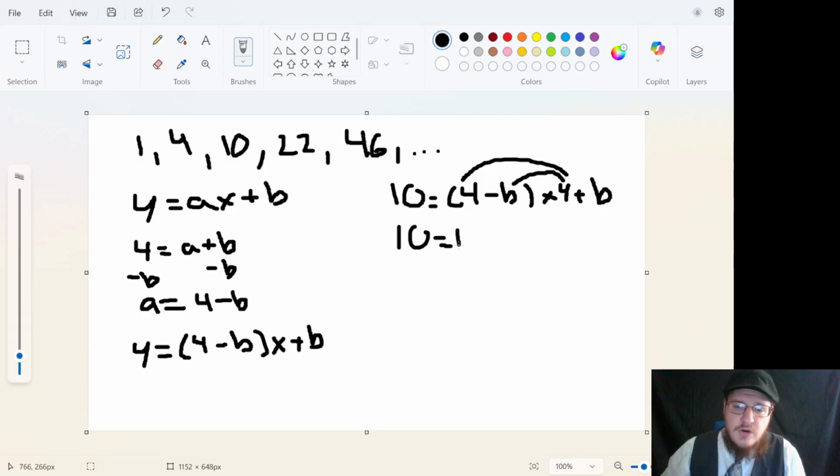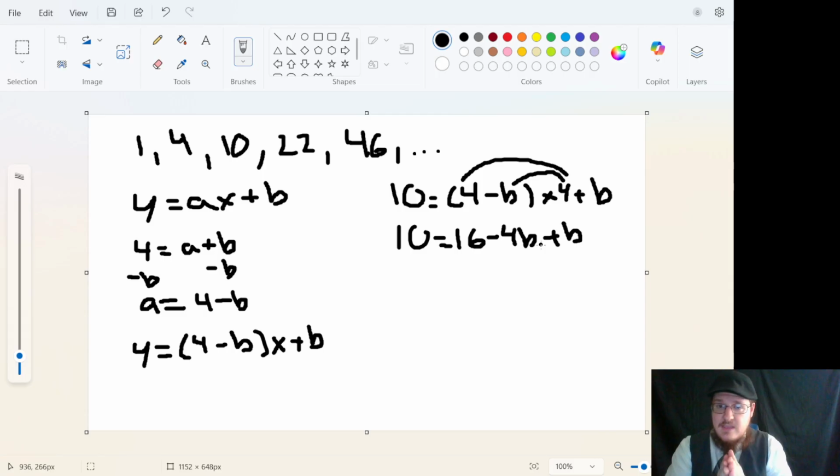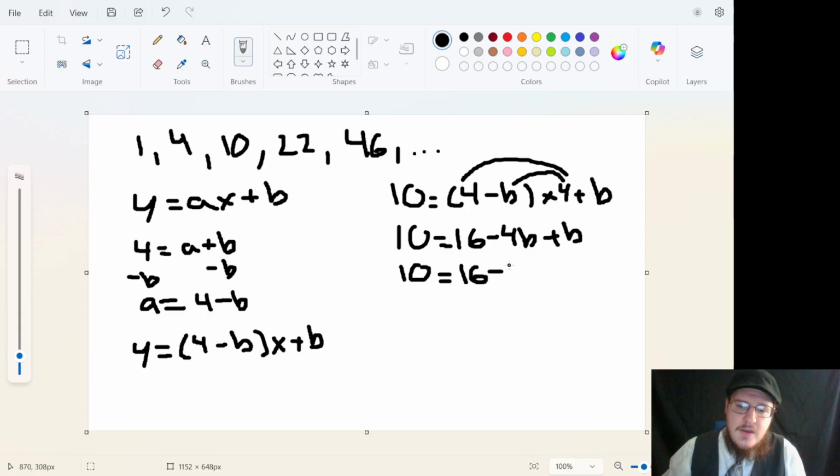So we got 10. We got 4 times 4. That is 16. We have negative b times 4. That is negative 4b plus b. Okay. Now, remember, we need to combine like terms. We've got too many times that there's a b there. We got to combine like terms and then work our way down to getting the b by itself. So this is negative 4b plus 1b. We got 10 equals 16 minus 3b. Boom. We're working this through real quick now because we have the basics.